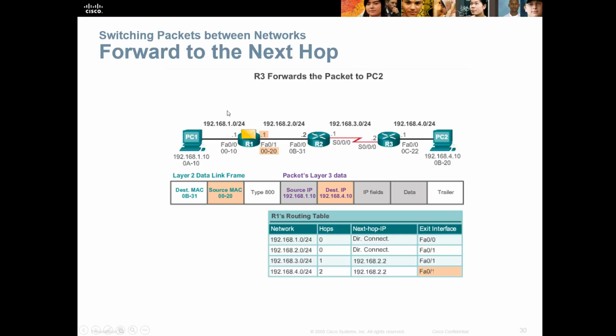The router will then change the MAC address to 00-20, and it will forward it to the next router, because it will look through its routing table, and it knows it needs to go to 192.168.4.10. So it'll go down here, 192.168.4 network. It's 2 hops away, and the next hop is 192.168.2.2. And that's going to be the exiting interface. And so it will send it out that interface.